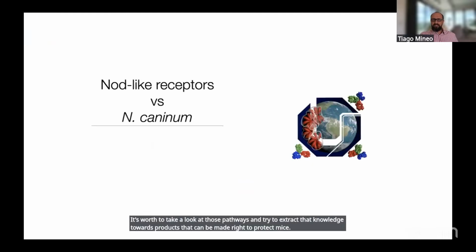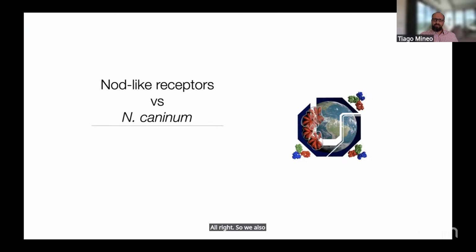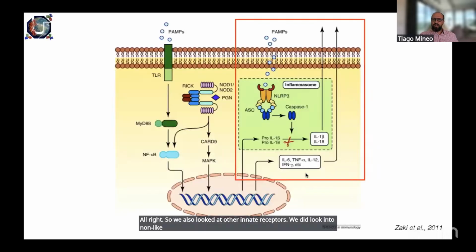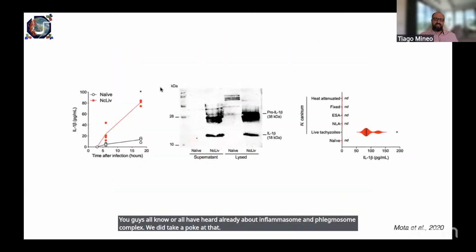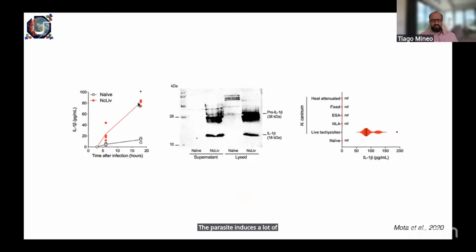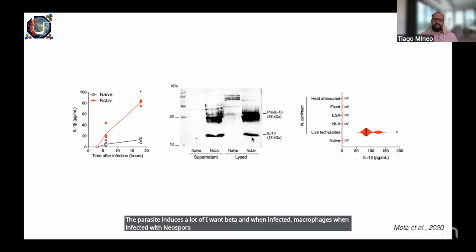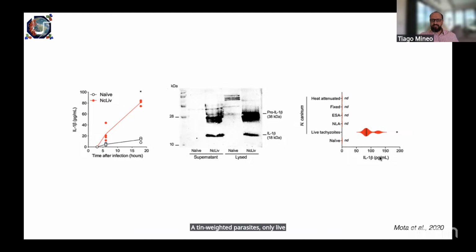All right, so we also looked at other innate receptors. We looked into NOD-like receptors. You have all heard already about the inflammasome complex. We took a poke at that. The parasite induces a lot of IL-1 beta, and when macrophages are infected with Neospora, we know it's active IL-1 beta, not only pro-IL-1 beta, and that's induced only with live parasites and not antigens or attenuated parasites, only live infective parasites are able to induce that IL-1 beta.